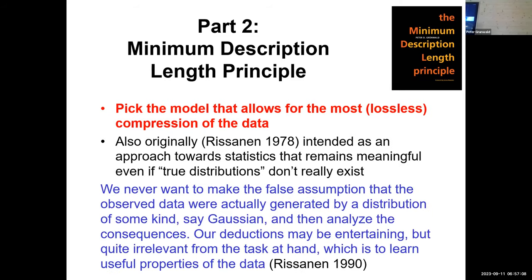And this was actually also originally intended. Rissanen did not believe in the concept of a true distribution. So he has this quote where he said, in the end, you just have the data. Somebody throws the data set at you. You have to analyze this. And if you look at what happens in expectation or things like that, you're making a lot more assumptions than you actually should make. I'm not sure I 100% agree with that, but that was the original motivation.